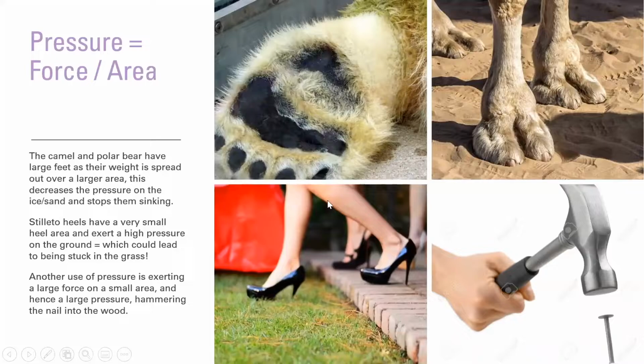There are 2 other examples, a different situation. If you look at these heels, they've got very, very small points, so a very small area for the person's weight to bear down on the ground. They're called stiletto heels. Because the area is small, the pressure is going to be big. The force is the person's weight, so it's force divided by area. If the area is small, the pressure is going to be very high.